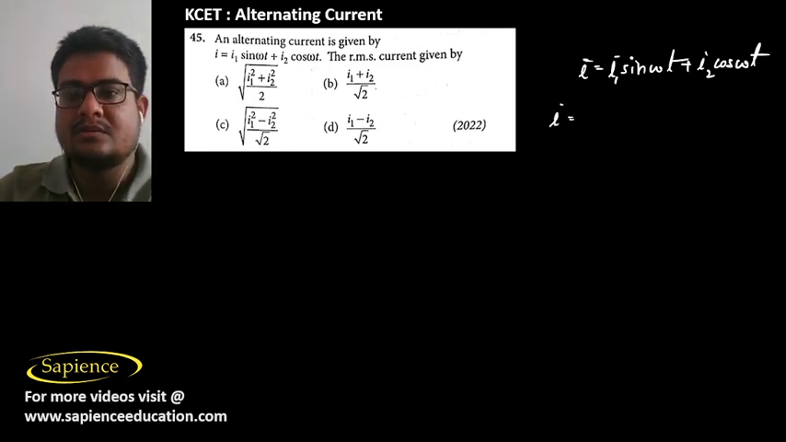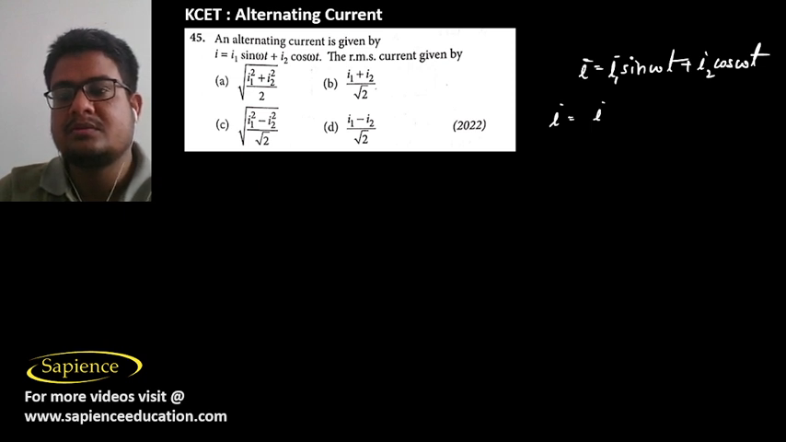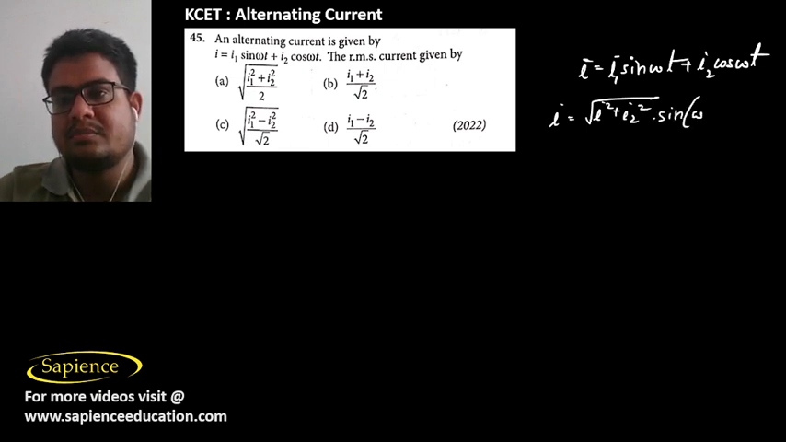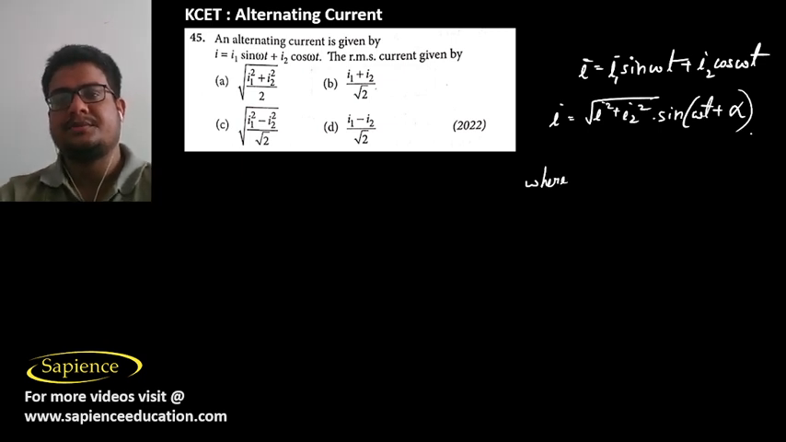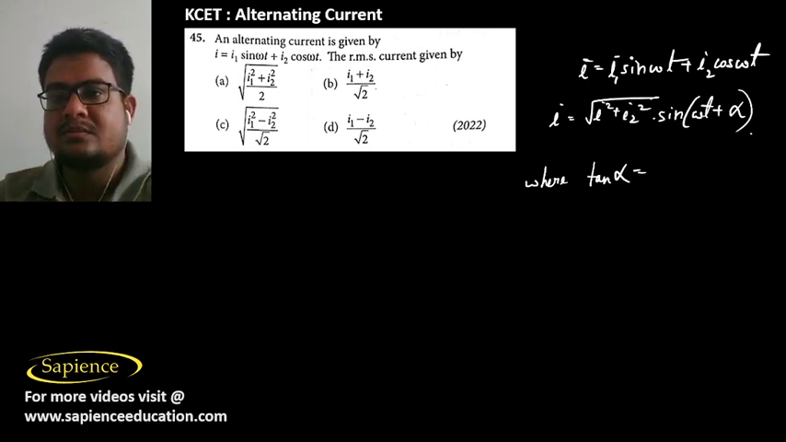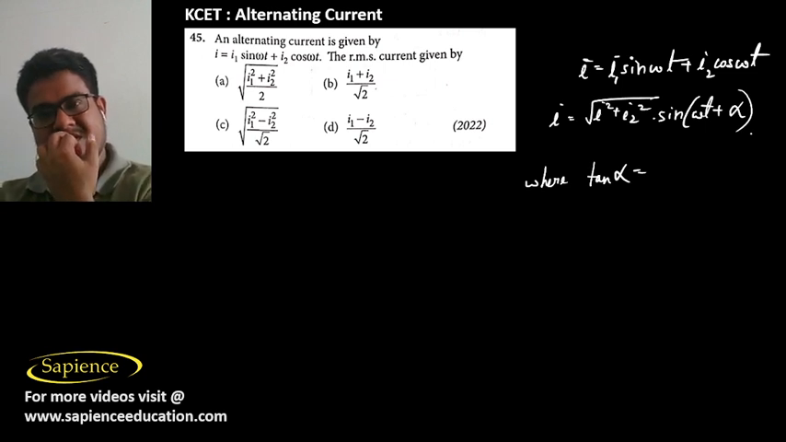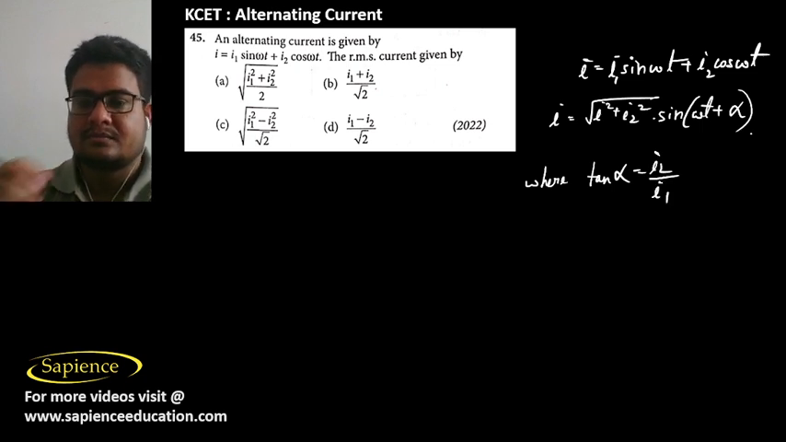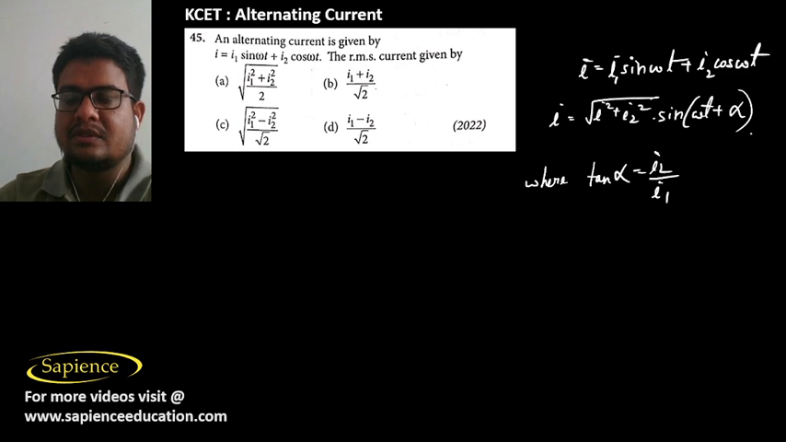We can write this as I is equal to square root of I1 square plus I2 square into sin of omega t plus alpha, where tan alpha is I2 by I1. So alpha is tan inverse of I2 by I1.